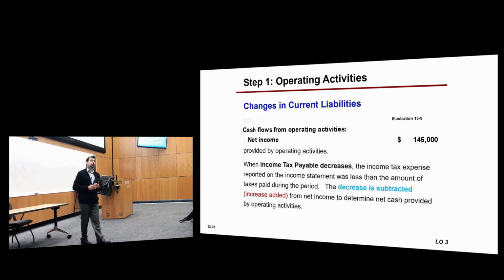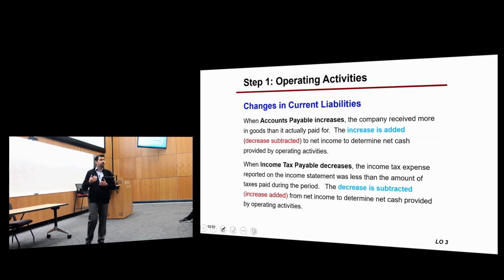Now we look at current liabilities. Okay? Remember, current liabilities are the other side of current assets in the way they behave. So now let's say that you have more accounts payable. What does it mean? Your accounts payable increased. That means you purchased, for example, additional inventory, but you did not pay for it. Right? So you recognized that, but you did not actually pay it in cash.